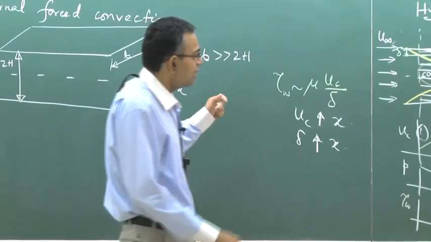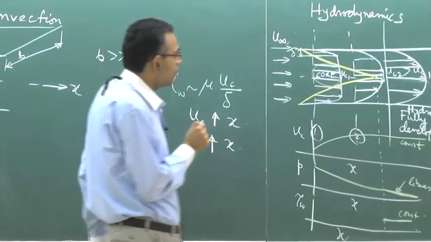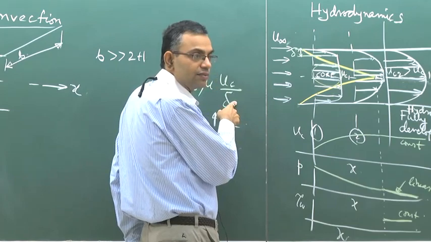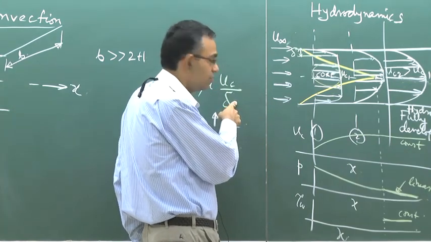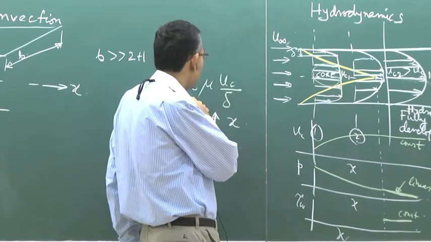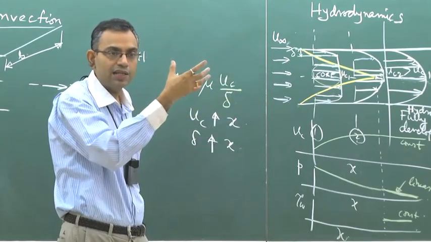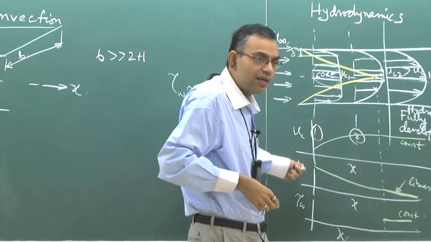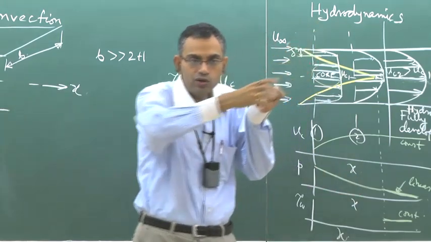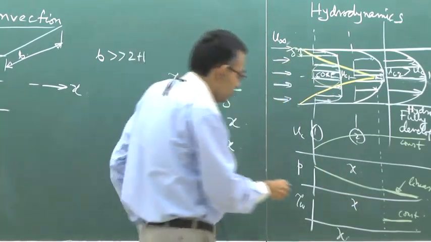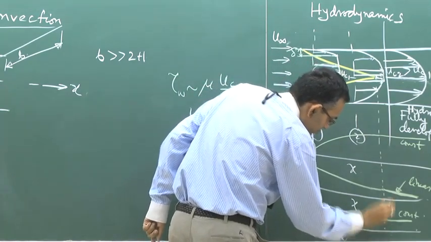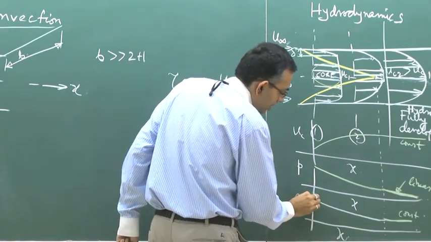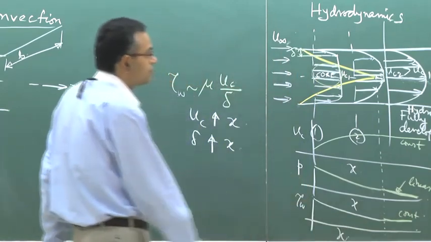You can tell from a very intuitive thing: when you start entering the channel, what is delta? Delta is tending to 0, but uc is finite. So, tau wall will be very large as you enter the channel. After that, both delta and uc are finite. That means it should asymptotically decrease from a very large value to this value. So this is a large tau wall, then it comes to a constant.